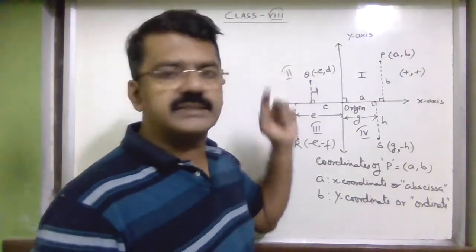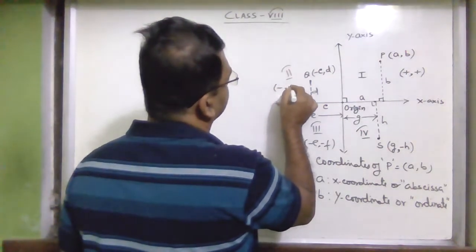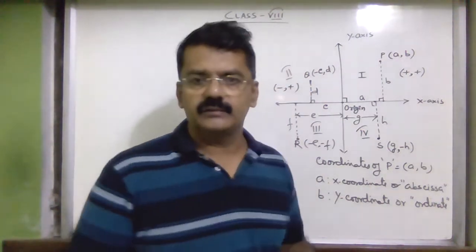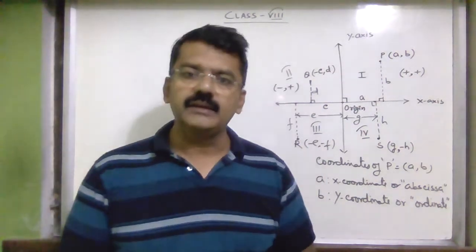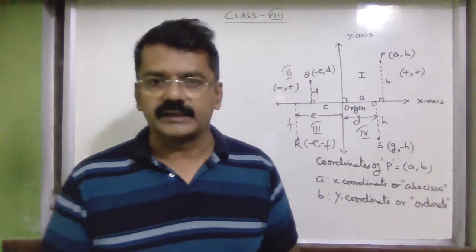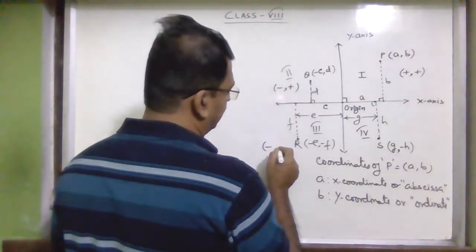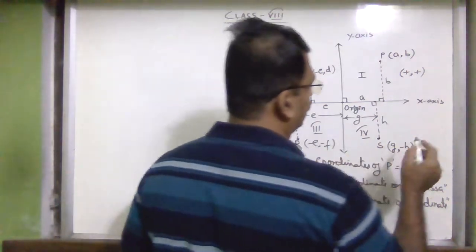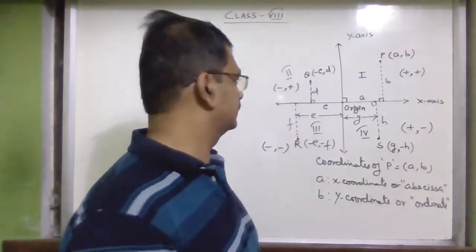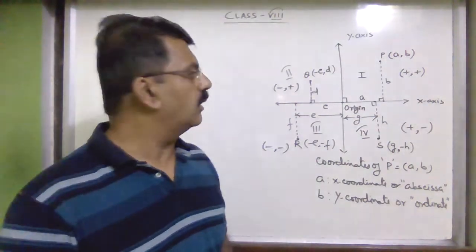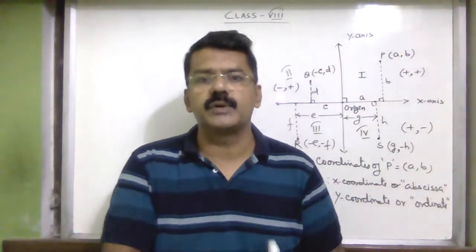Now any point in the second quadrant will be minus, plus, because you see from the origin, first of all you have to move in the negative x direction and then in positive y direction. Okay. Now in the third quadrant, it will be negative, negative, and in the fourth quadrant, it will be positive, negative. Clear?